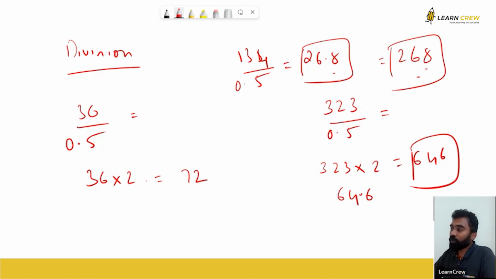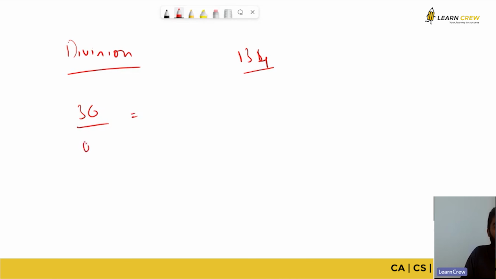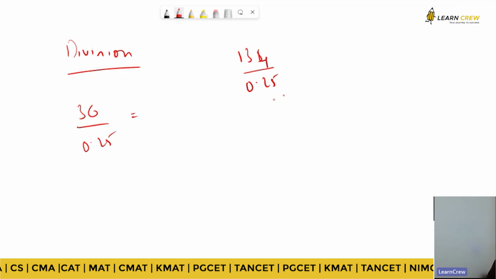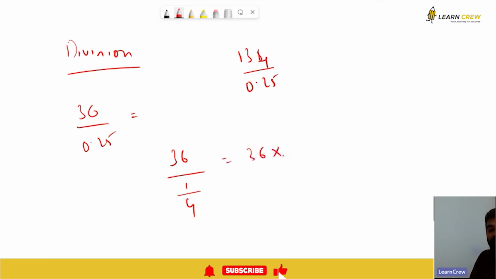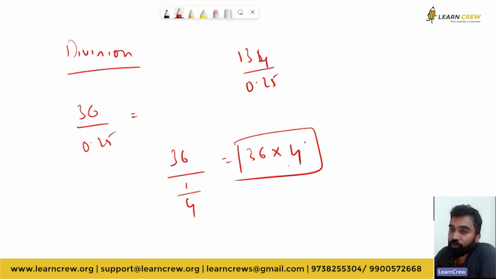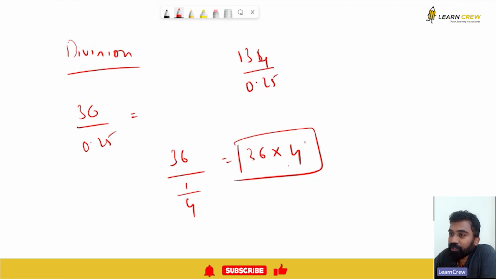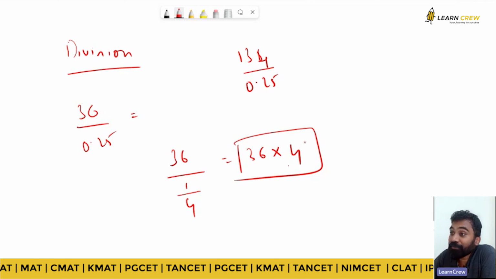Direct. Okay. What if I have to do it with 0.25? Divided by 0.25. How can I write 0.25? 1 divided by 4. So it becomes 36 into 4 times. So whenever it is 0.25, multiply it with 4. If it is divided by 0.2, which is 1 by 5, multiply by 5.